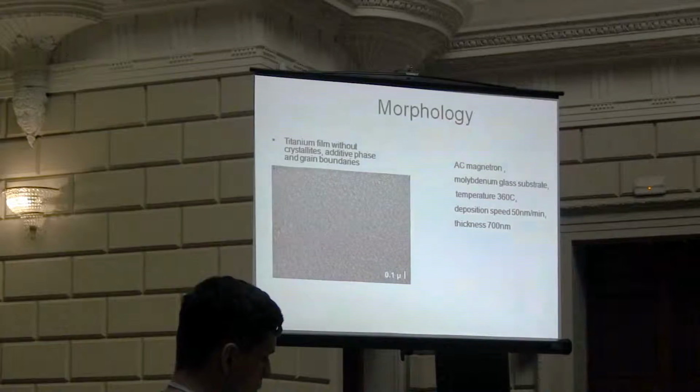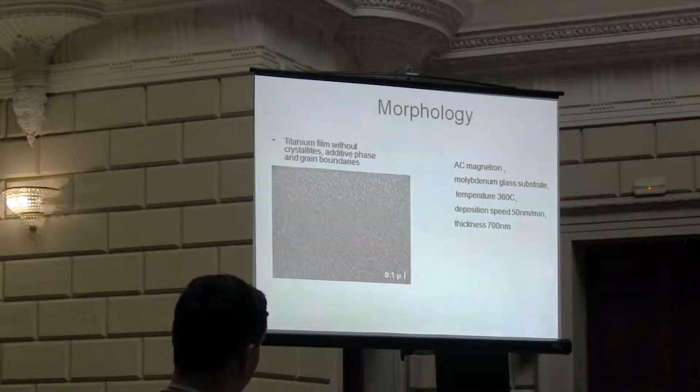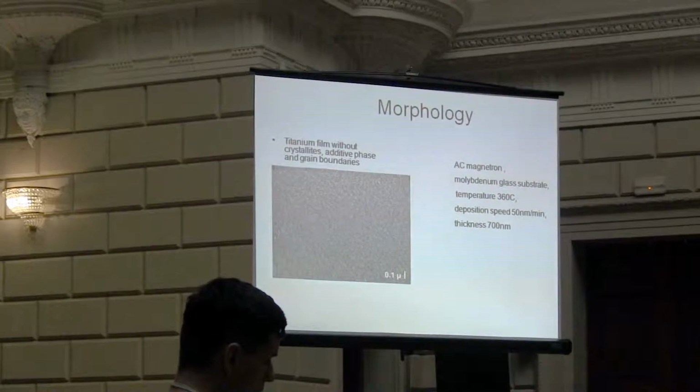There are some started. On the next, you can see the morphology of titanium evaporated by magnetron sputtering. There are nanocrystallites or other formations on the surface.